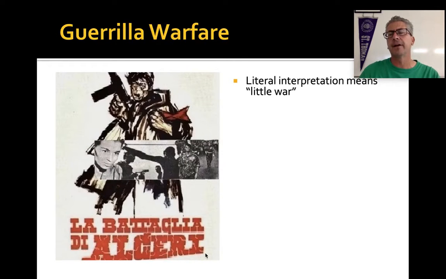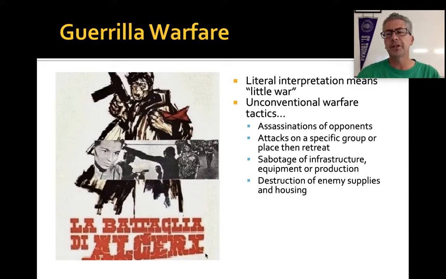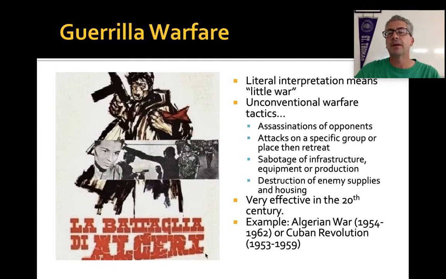Then you have guerrilla warfare. So within some of these conflicts, guerrilla warfare may come out. Guerrilla warfare literally means little war. It's an unconventional war with unconventional tactics being used here: assassination of opponents, attacks on specific groups, sabotage of infrastructure, equipment, or production, destruction of enemies' supplies and housing. So basically, you're trying to lay waste to your opponent, hurting them in multiple ways to prevent them from really fighting a war. And it becomes very effective in the 20th century.